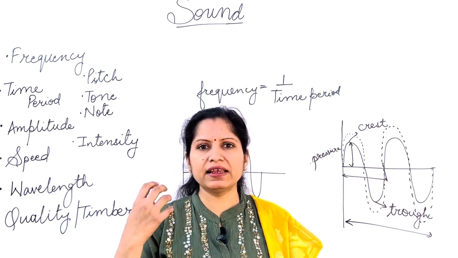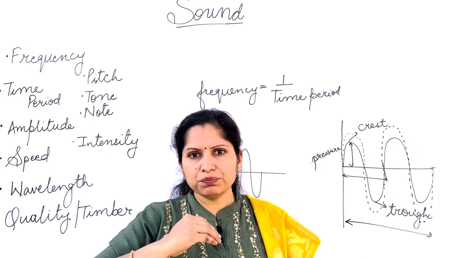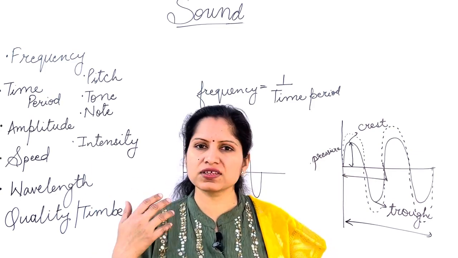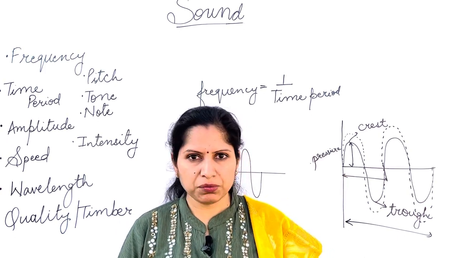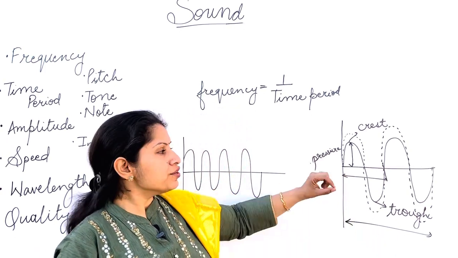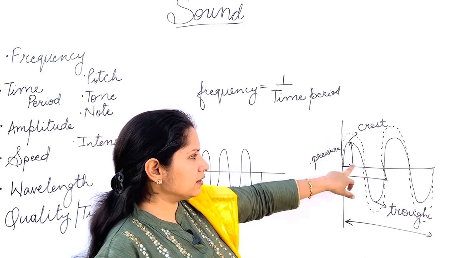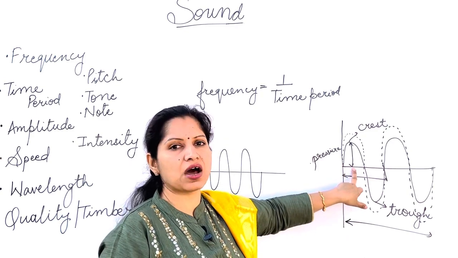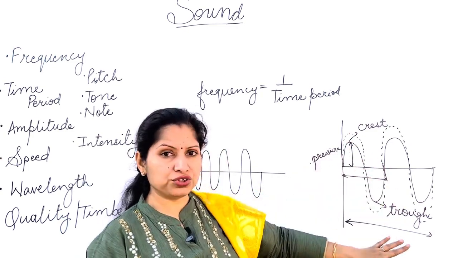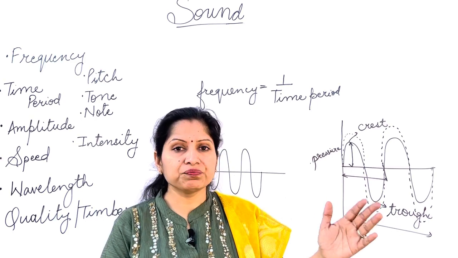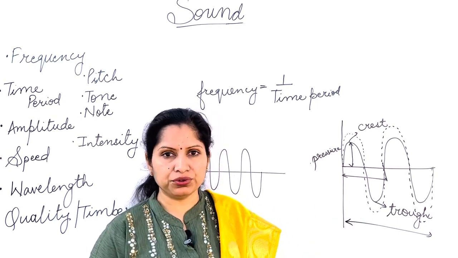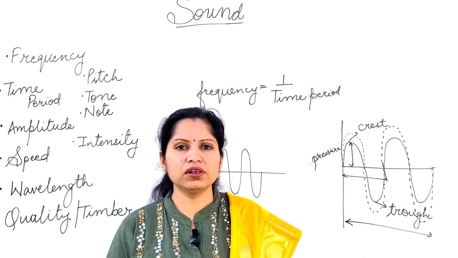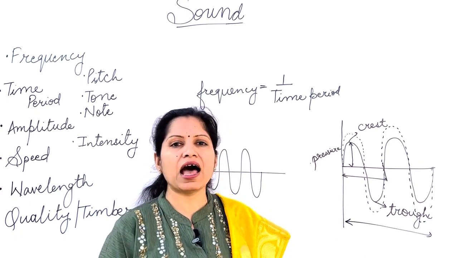If I try to speak louder, then I will be applying more force, and I will be pushing my cartilages on the vocal cord more. So that will produce a higher amplitude. If the distance between the crest and the mean position is more, that means it is a louder sound. So that is going to define the loudness of a sound. It will be dependent on the amplitude. The maximum pressure changes occurring in a sound wave will help you know its amplitude.